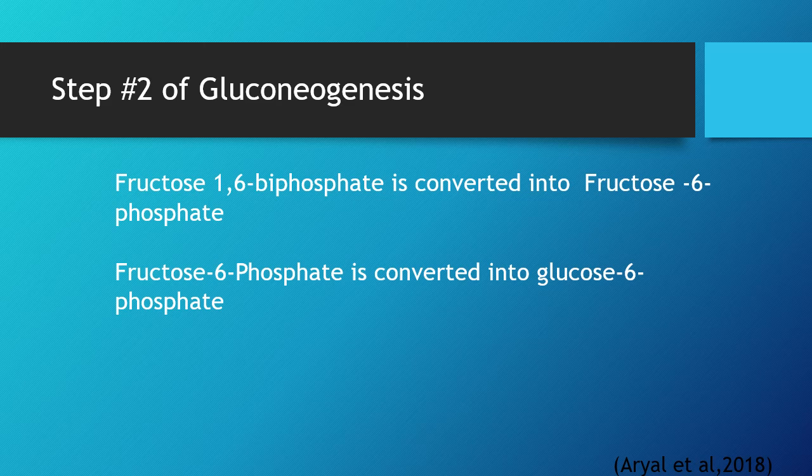In the second main step of gluconeogenesis, the enzyme fructose 1,6-bisphosphatase catalyzes a reaction that converts fructose 1,6-bisphosphate into fructose 6-phosphate. The fructose 6-phosphate is then converted by the same isomerase from glycolysis into glucose 6-phosphate.